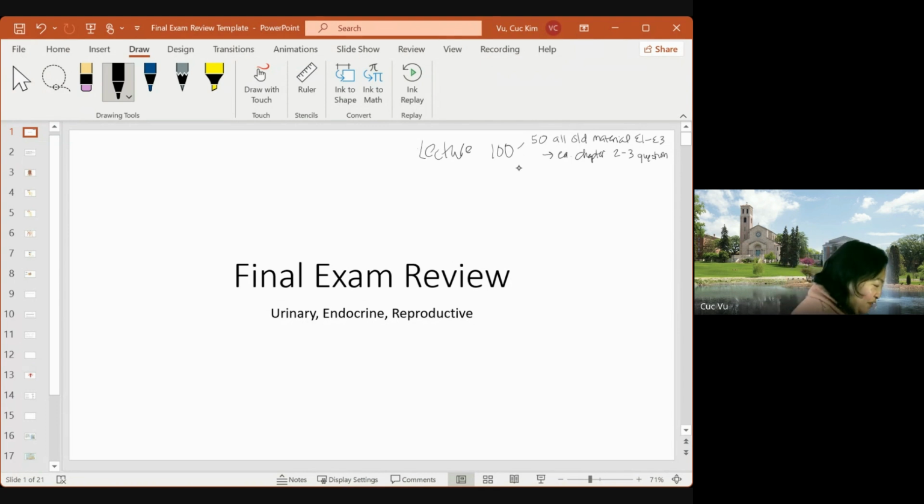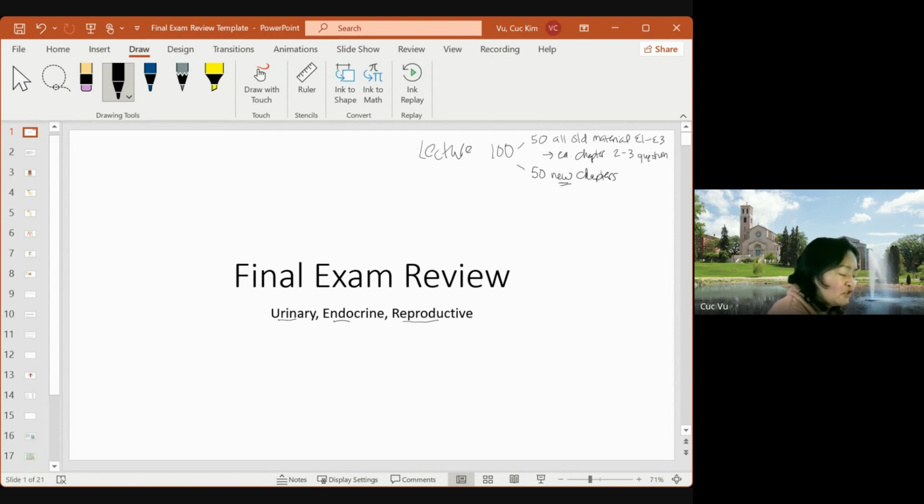Then the other 50 questions are on the new materials. And you can see that the new materials only have 4 chapters: urinary, endocrine, male, and female, which means that there's going to be about 15 questions on each of those chapters. So that tells you that if each chapter has about 12 to 15 questions, those questions are going to be mightily detailed. Okay.